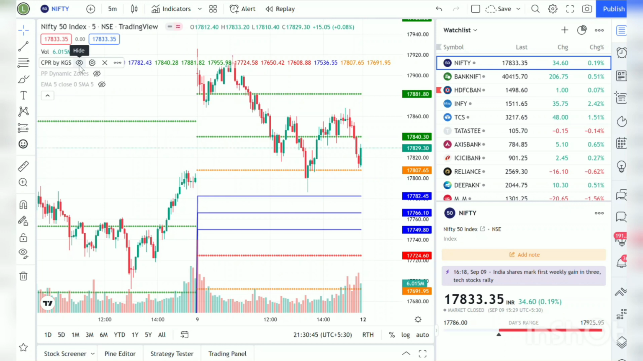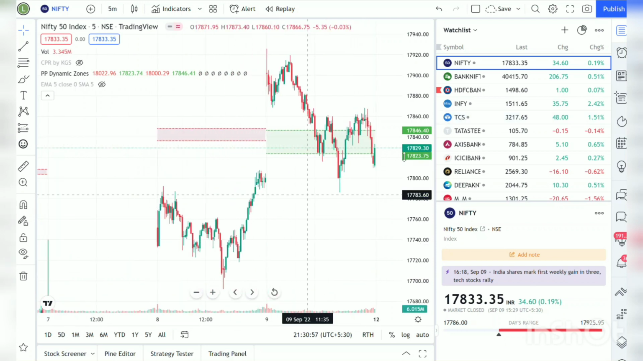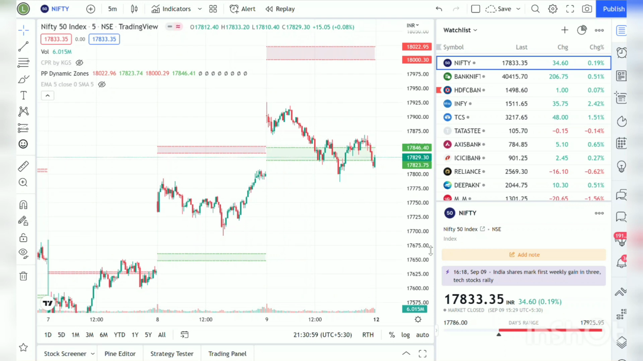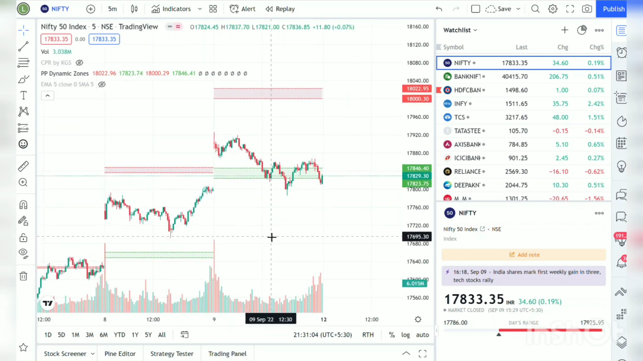But for now, just for intraday purpose, you can use this indicator like this. Moving to the next indicator, that is the PP dynamic zone. Here, what it gives us is a demand and supply zone, that will give us a very good idea of how to use this.